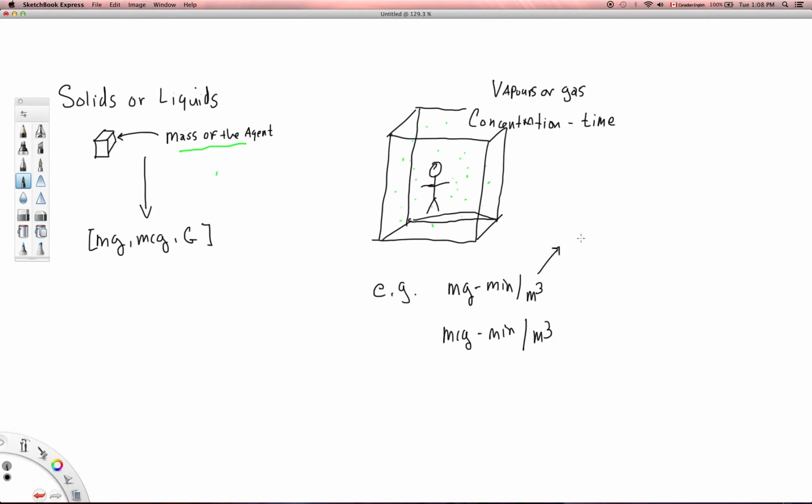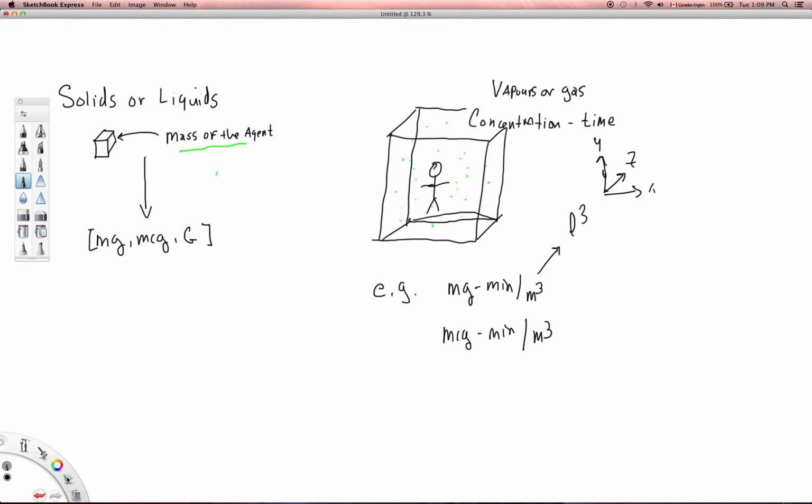And again, a cubic meter is just length cubed, so that kind of makes sense if you think about it. You have your Y, your X, your Z, and that gives a three-dimensionality. That is a better representation of the kind of environment that I'm in when it comes to vapor gas exposure.